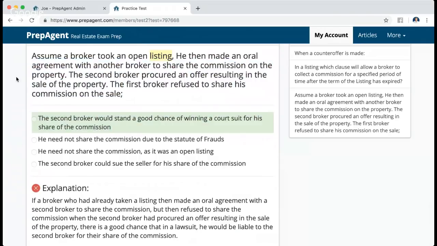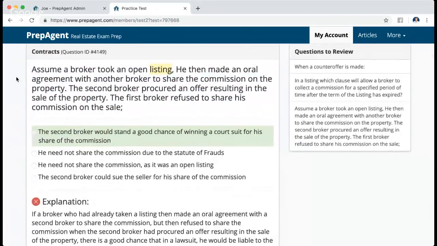Okay, assume a broker took an open listing. All right, so we all know what an open listing is. Let's start there. Okay, what's an open listing? So we'll go over this within the word. What's an open listing?